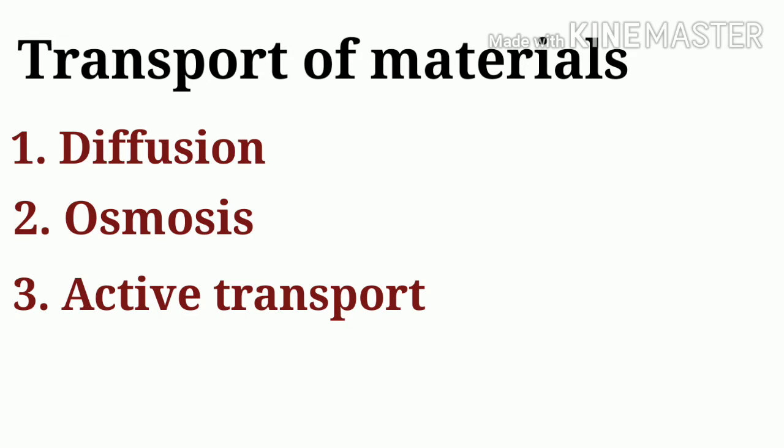Materials can be absorbed and transported across the membranes of the plant in the following ways. They are diffusion, osmosis and active transport. Diffusion is the movement of molecules of solids, liquids and gases from a region of their higher concentration to a region of their lower concentration until the concentration in both regions is uniform. Osmosis is the movement of water or solvent molecules from a region of its higher concentration to a region of its lower concentration across a semi-permeable membrane.